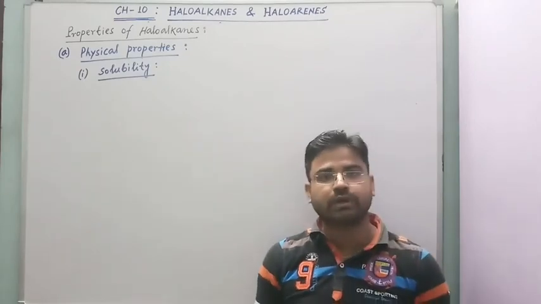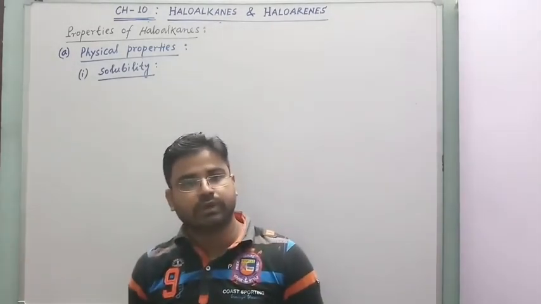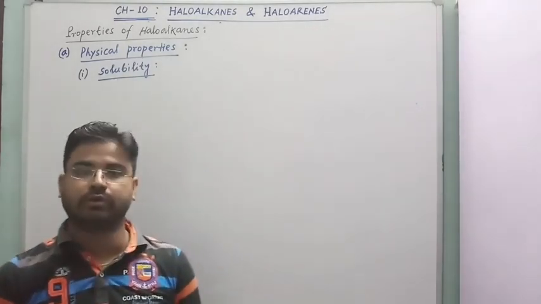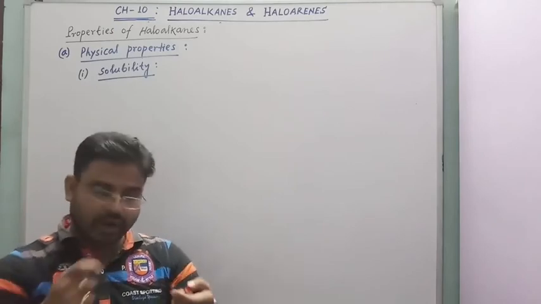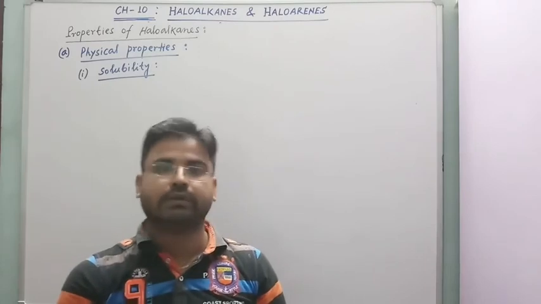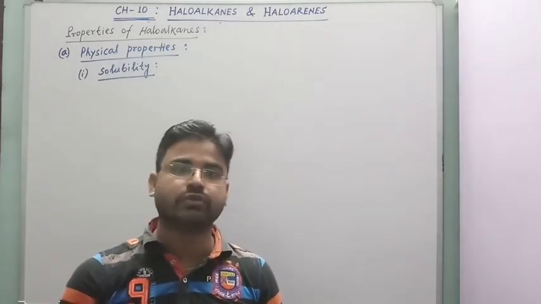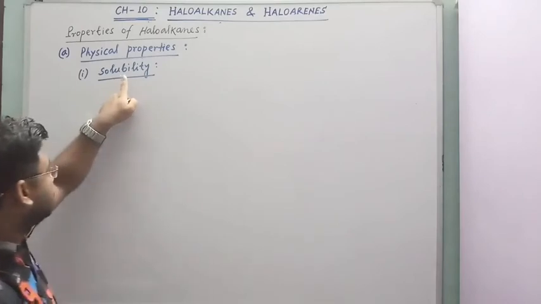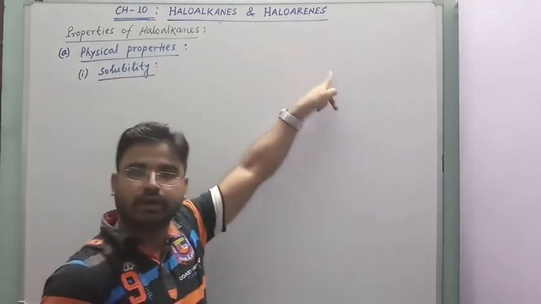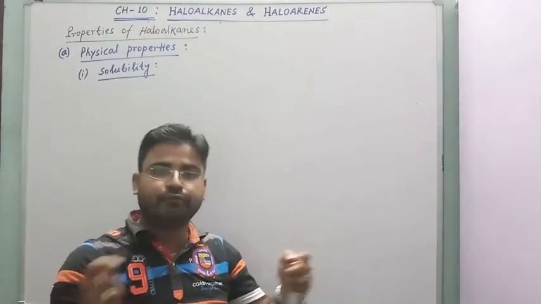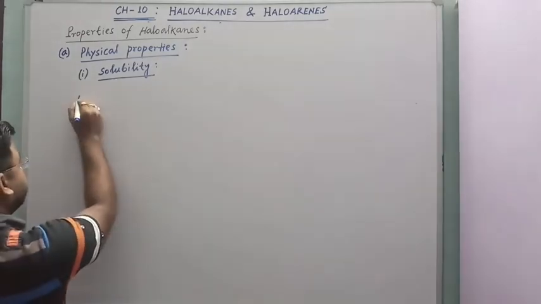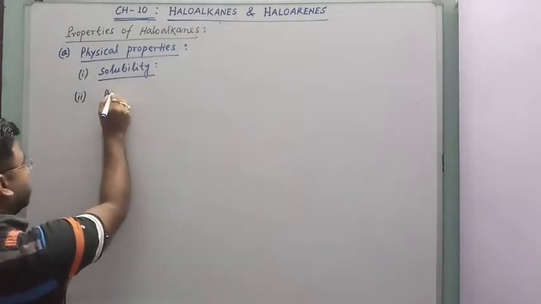So why are they insoluble in water? Haloalkanes are insoluble in water because they do not form hydrogen bond with water molecules. If hydrogen bond formation nahi hua, that means water ke sath mix up nahi ho pata hai. That's why haloalkanes are insoluble in water. Haloalkanes are polar but insoluble in water because they do not form hydrogen bond with water molecule. Second point, boiling point.